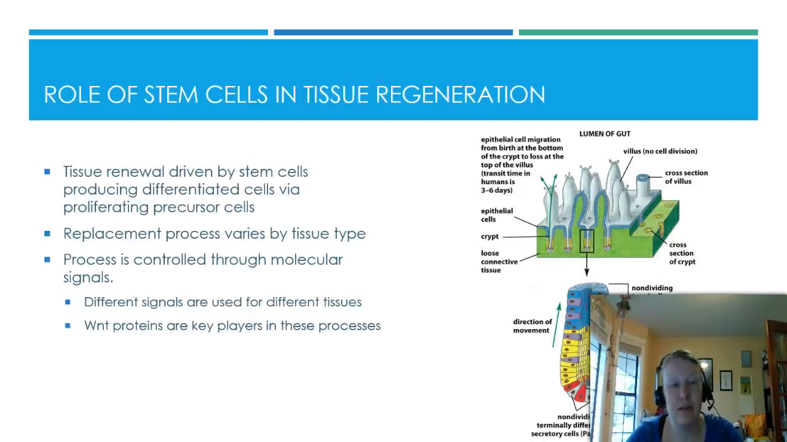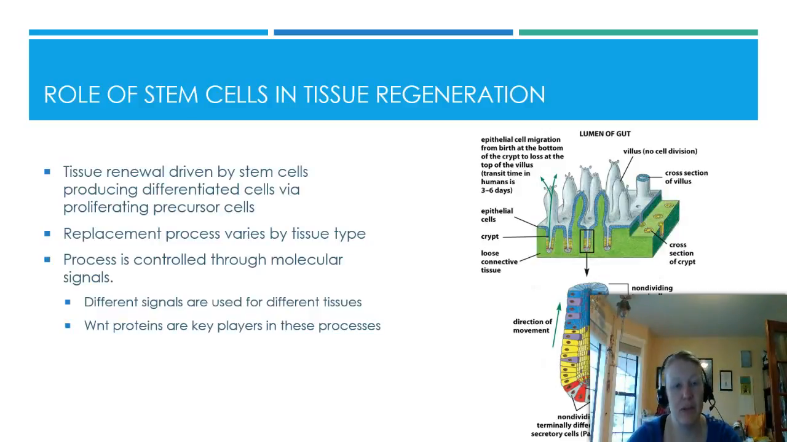So this process of renewal all starts with stem cells, and we have these dividing stem cells that create precursor cells, and these precursor cells then divide into the different types of cells that we need, and they all move through the structures and renew the tissues as they are needed. And you can see that here with the gut cell example.